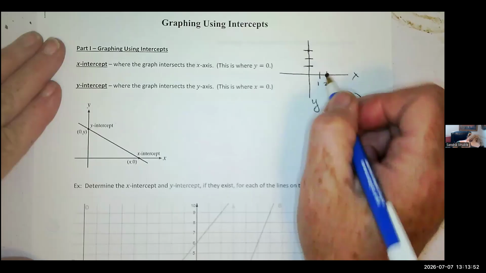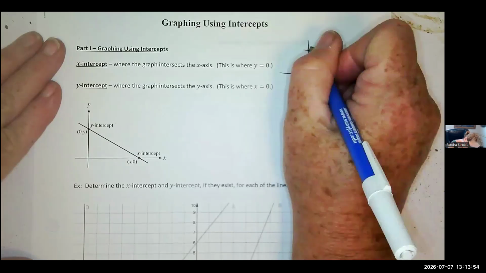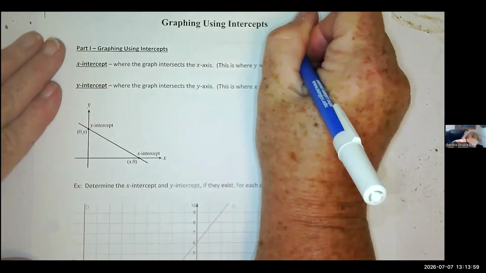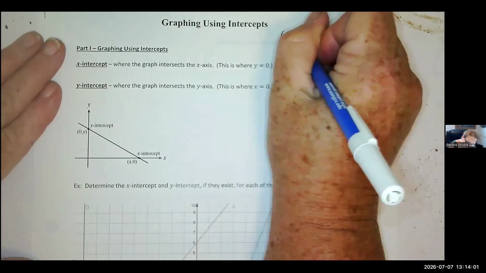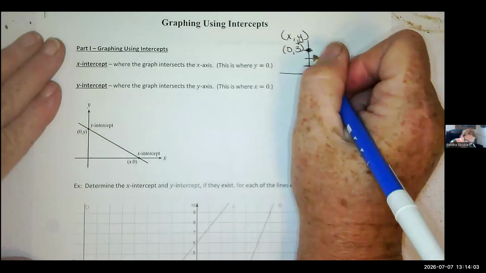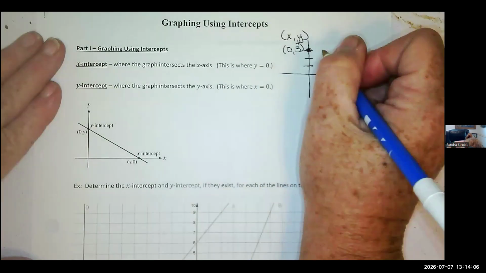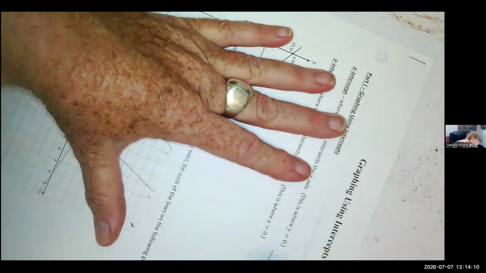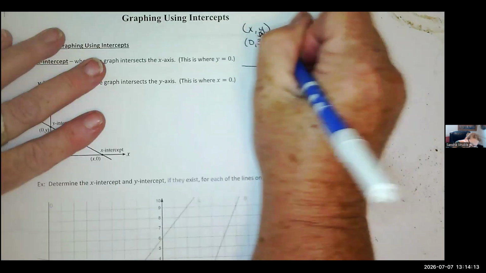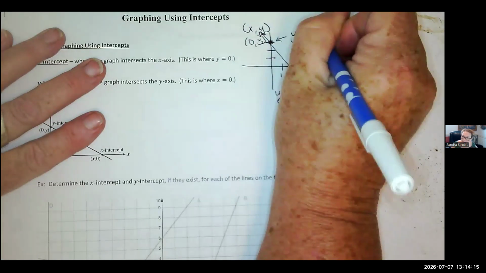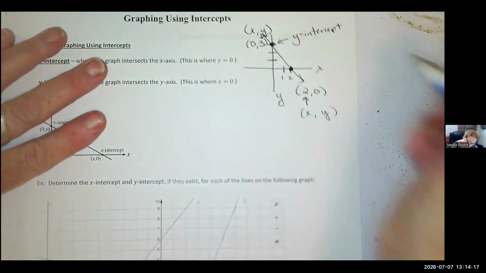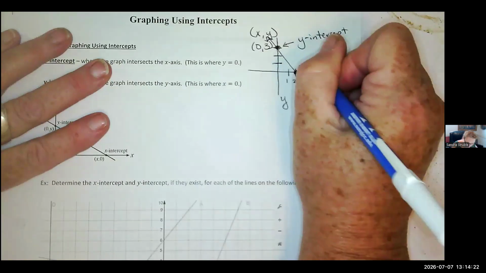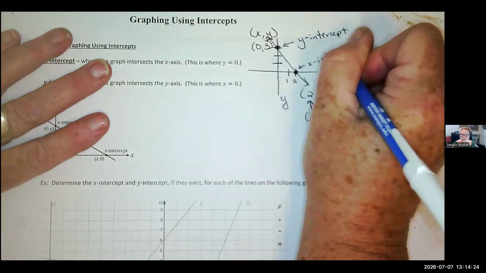Let's just say we have a point here. This would be 0, 3, where Y is 3. This is where X is 0 and Y is 3. If we had a line that continued in both directions, this would be the y-intercept, where it intercepts or crosses the y-axis or even touches it. And this would be the x-intercept. That's all it means. It's where it's touching or crossing.